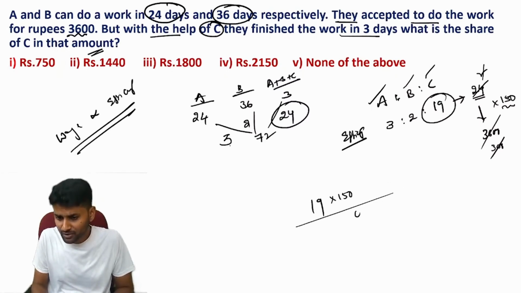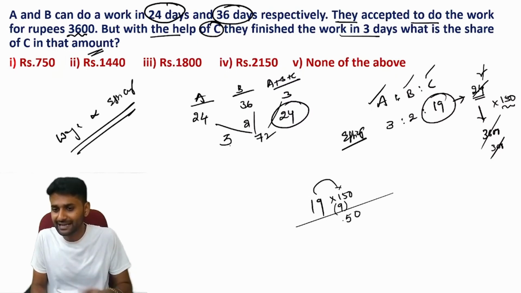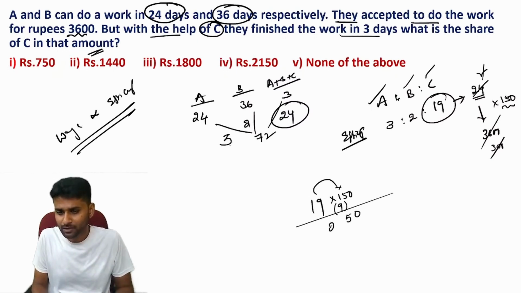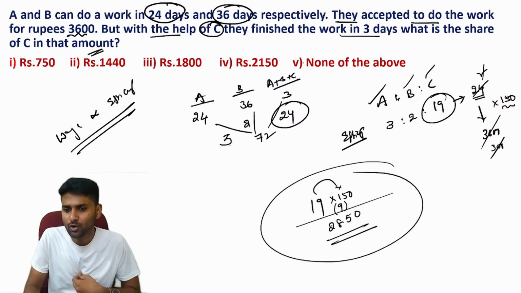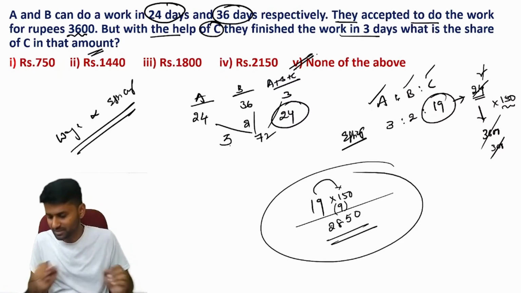Now see, you can take 0 here. 19 into 5 is 95. 9 is carried over. 19 into 1, 19. 19 plus 9 is equal to 28. So 2850. So we have to pay 2850 rupees out of 3600. Now if you go through the options, you have to choose none of the above as the answer.